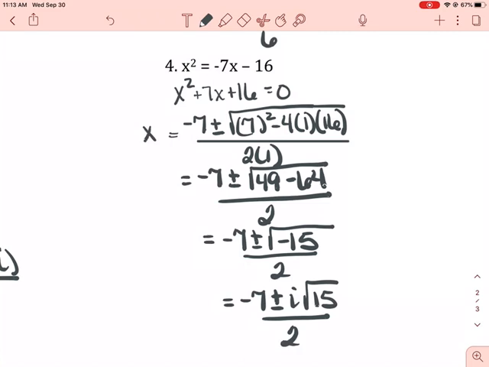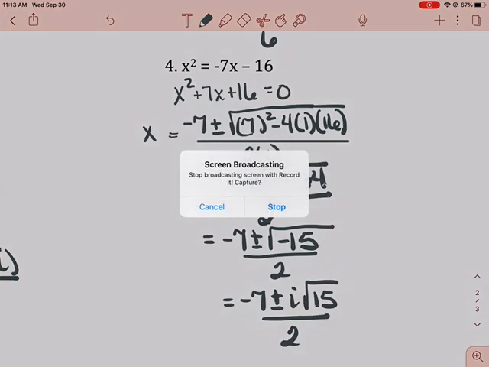All right, guys. Hopefully this helps you wrap your head around the i and how these would be problems where the graph does not cross the x-axis. Hopefully you have a great rest of your day, and I'll talk to you again real soon.